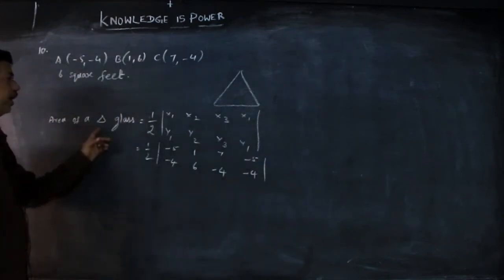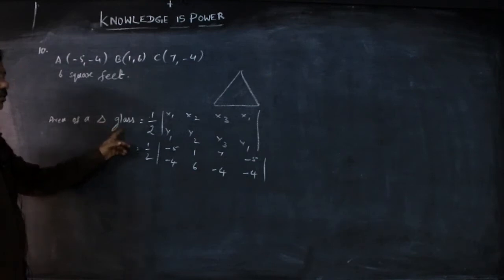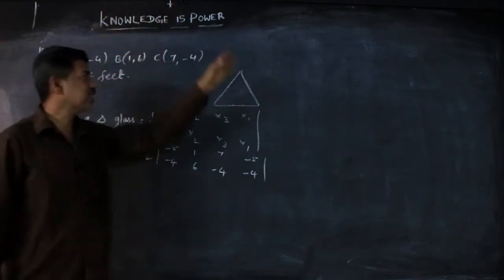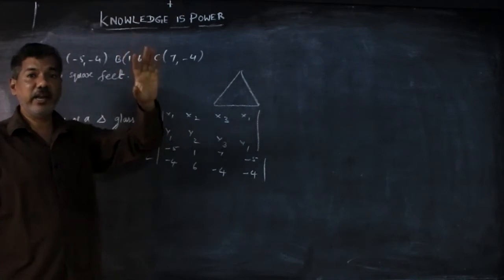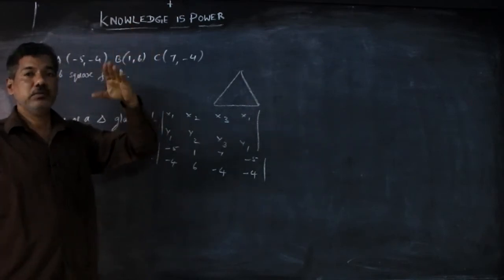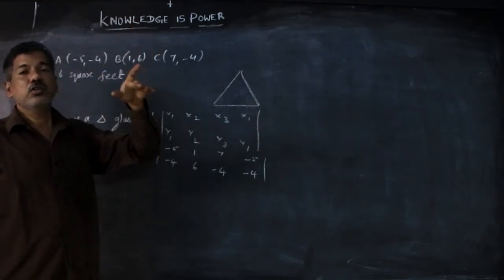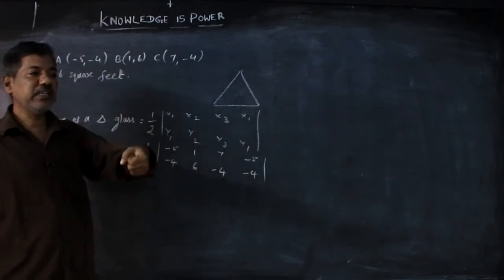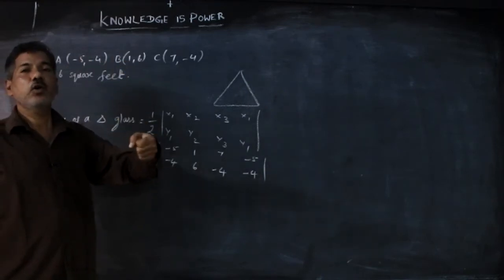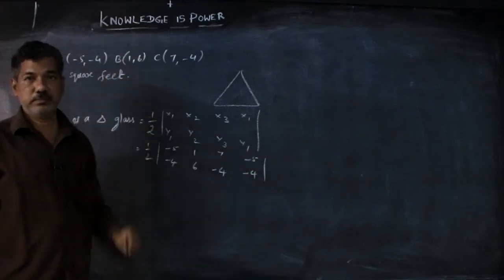So area of triangle glass. One big glass is there like this as a triangle shape, and you want to paint it. So 1 bucket of paint is required to paint 6 square feet.